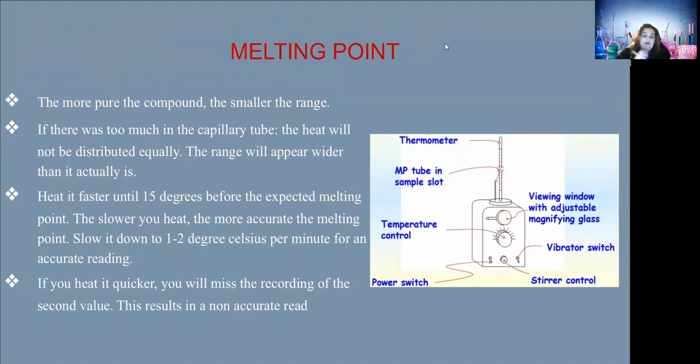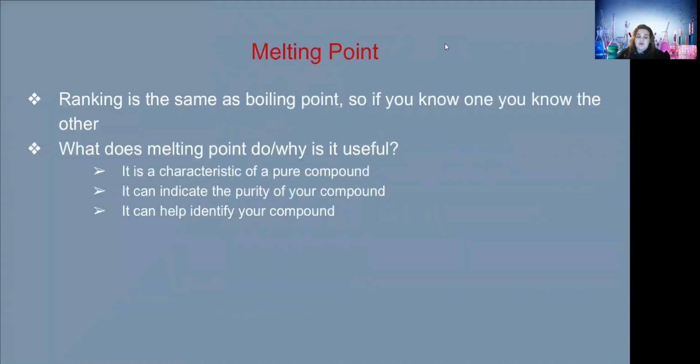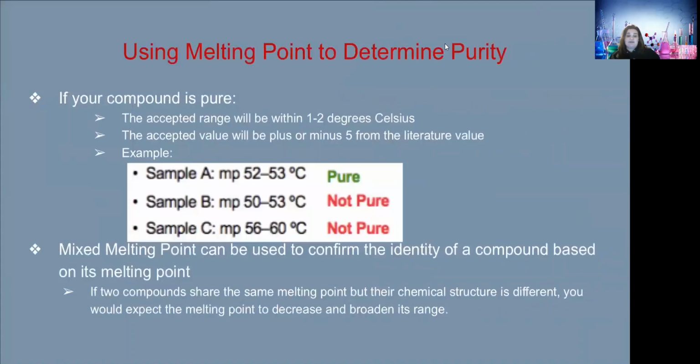All right, so how do we rank melting point? Let's talk a little bit about it. So when you're ranking melting point, it's essentially the same as boiling point. So melting point is a characteristic of a pure compound. It indicates how pure your compound is, and it can help you identify it if it's unknown. Now, how do we use melting point to determine purity? Very specifically speaking, the accepted range for a pure compound must be 1 to 2 degrees Celsius, okay?